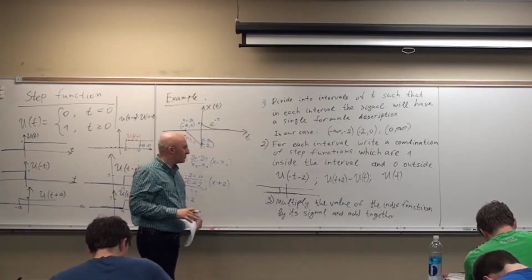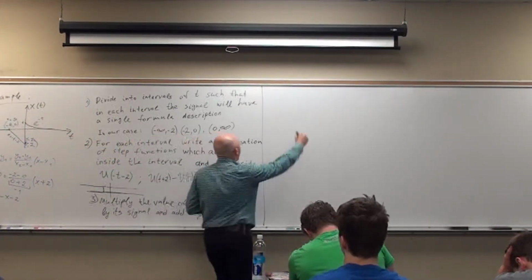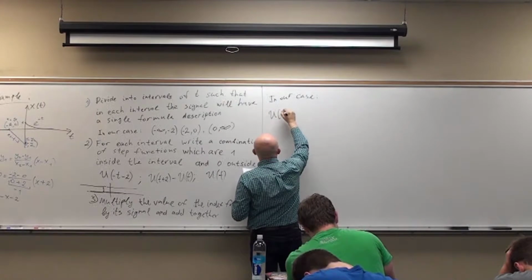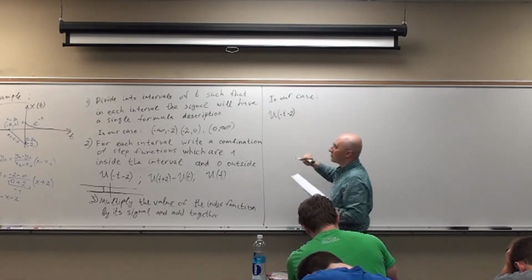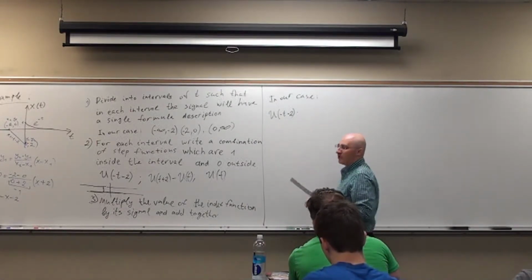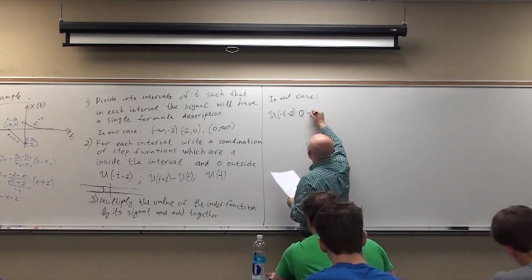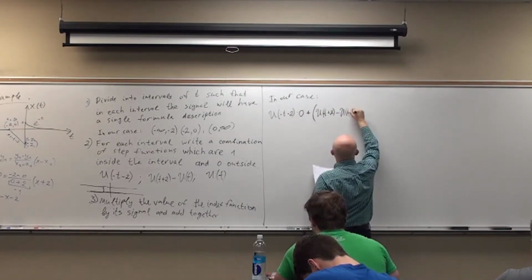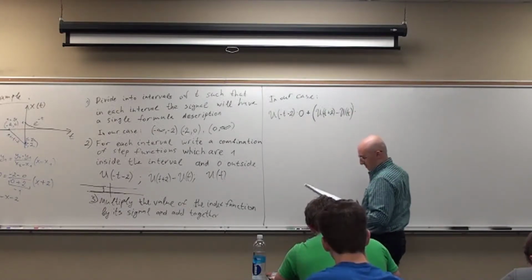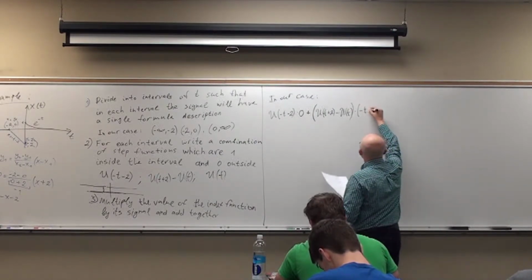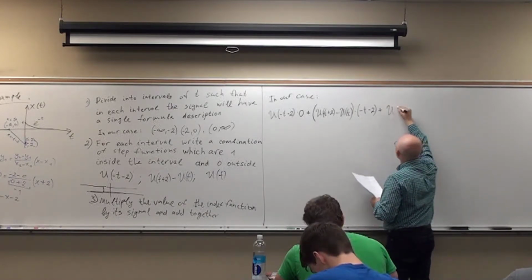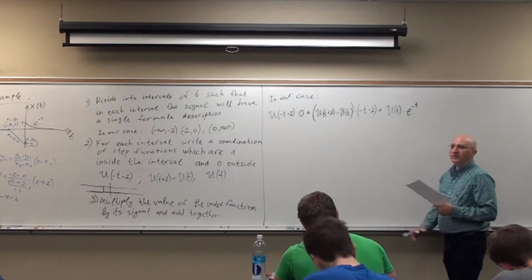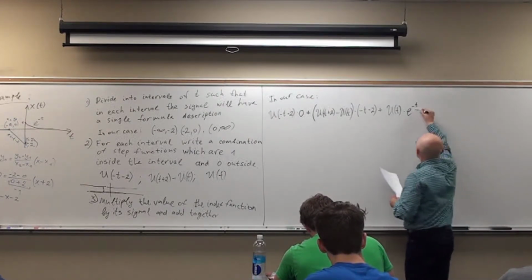So we're multiplying by the index function in each interval and adding them all together. So in our case, this is what you'll have. You'll have u of minus t minus 2 times what? What is the analytic function before minus 2? Why was 0? 0. It's always 0. Plus the second one will be this one, u of t plus 2 minus u of t times what? Minus t. Minus t minus 2. And plus u of t times what? E to the power of negative 2. That's it. This is x of t.